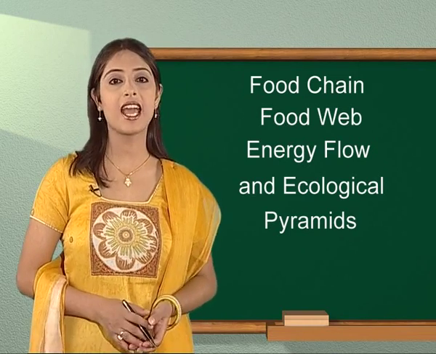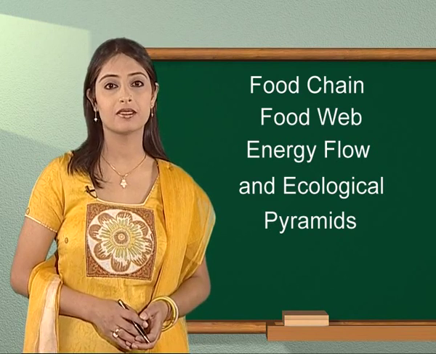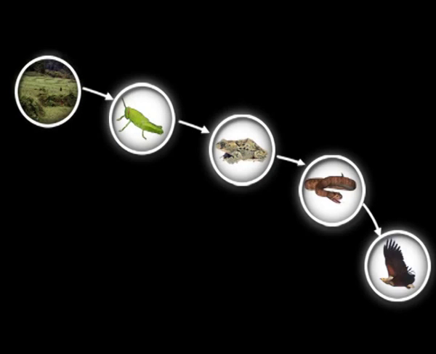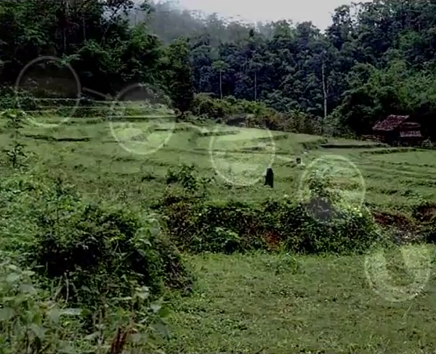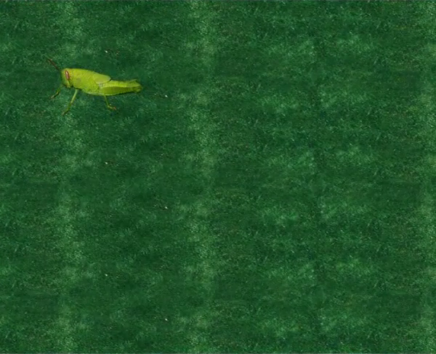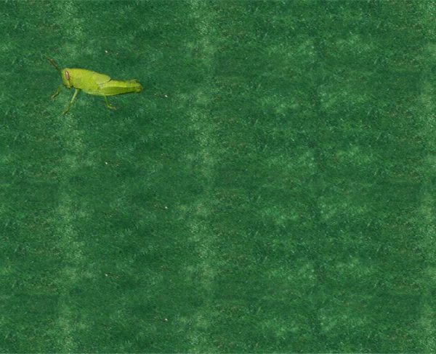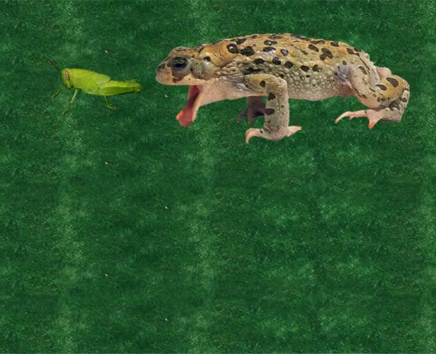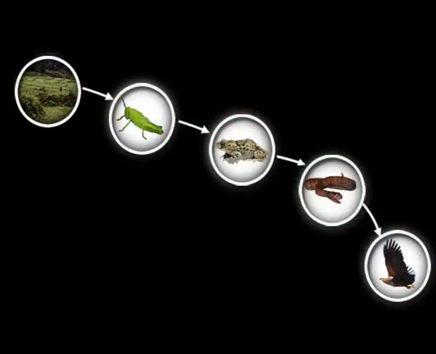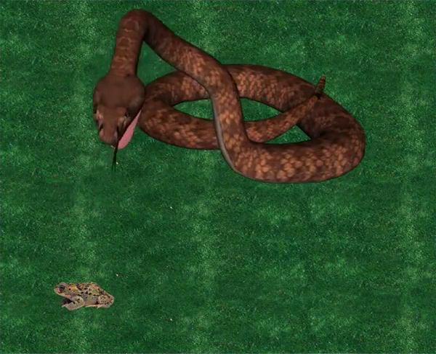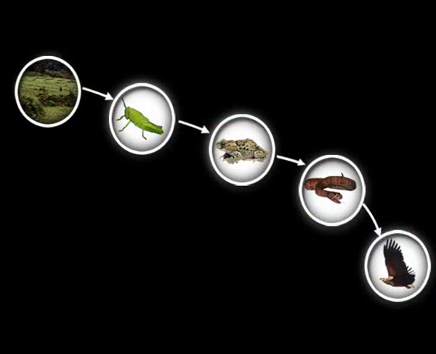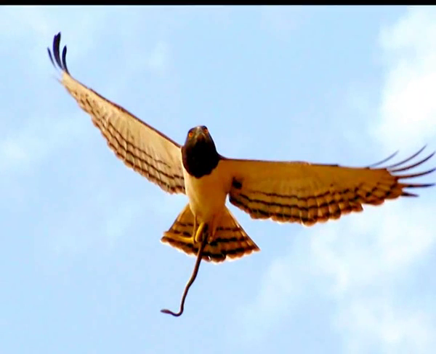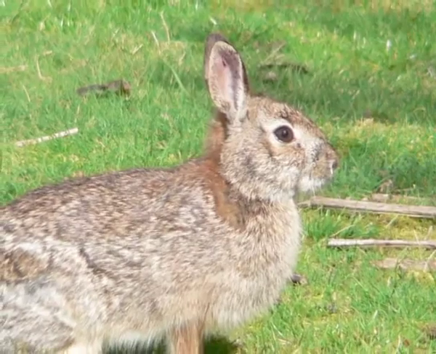Now let us understand the food chain through an example. Here we are stating a food chain in the form of a diagram. In this diagram, grass is first eaten by a grasshopper. This grasshopper is eaten by a frog, and the frog is eaten by a snake, and then this snake is eaten by a hawk. Take another example.